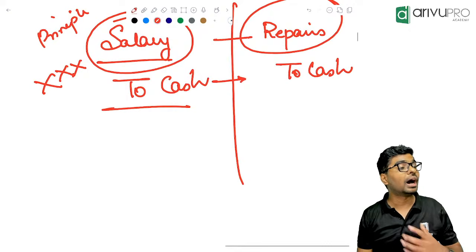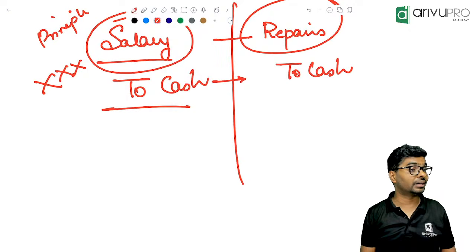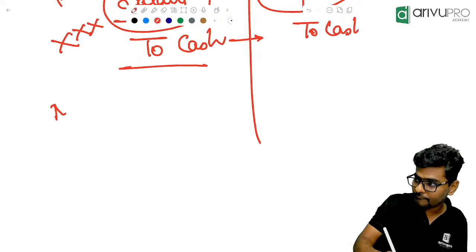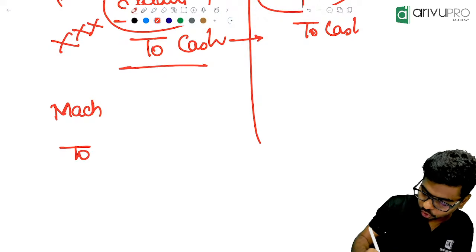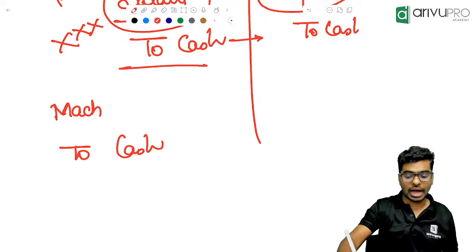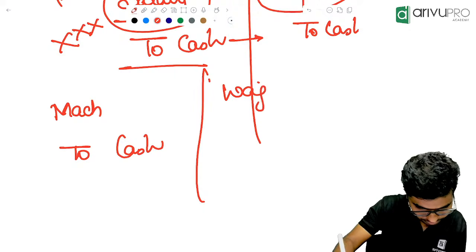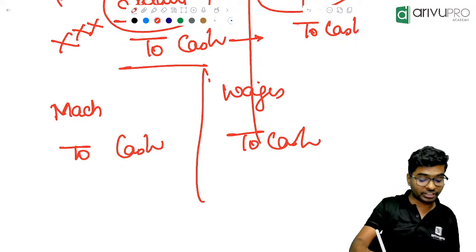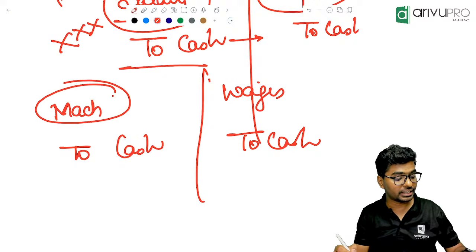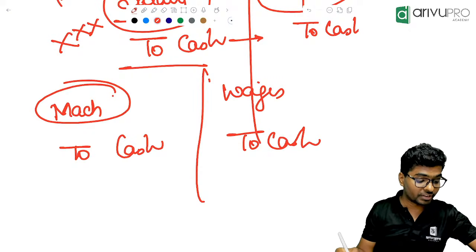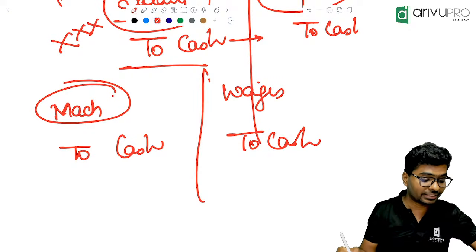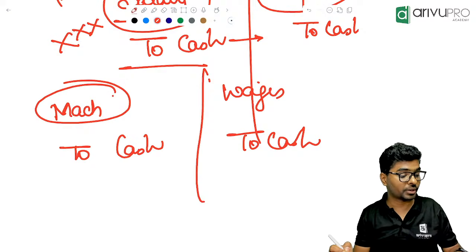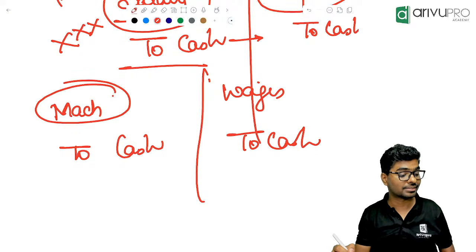Are you clear? I installed a machinery. What is the journal entry? Machinery to cash. I wrote it as wages to cash. I should have written it as what? Machinery. Instead, I wrote it as wages to cash. Now, will this affect my profit and loss account? Yes. Why yes?